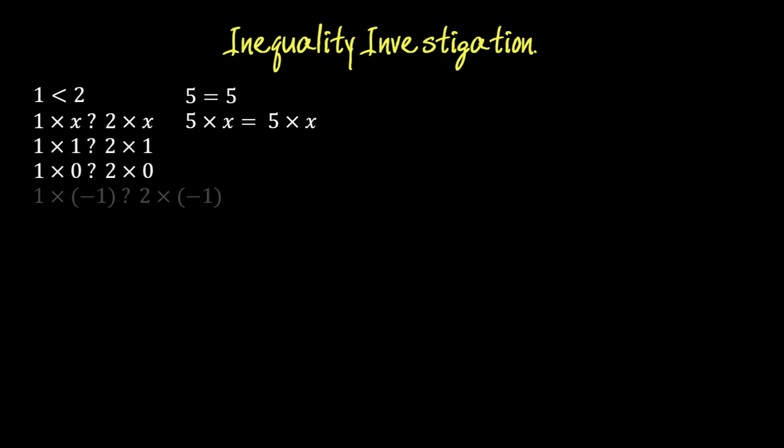Inequality investigation. Let's start with a simple inequality that is always true: 1 is less than 2. What happens if you multiply both sides of the inequality by a certain number? We know that if we do it with equality, it will remain true. Will our inequality remain true? It depends on the value of x. Try multiplying both sides by 1, then by 0 and -1.